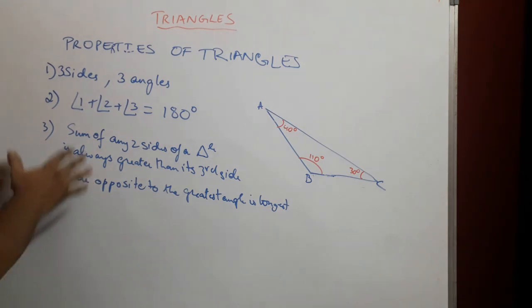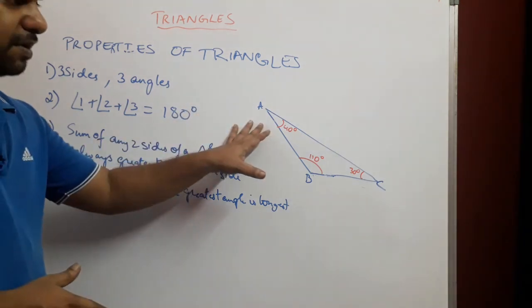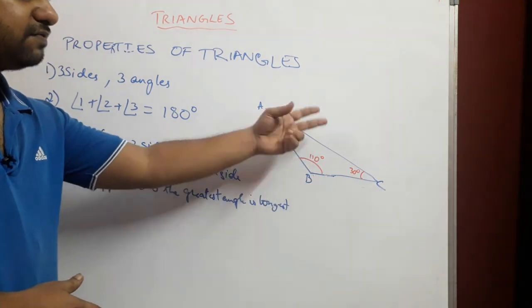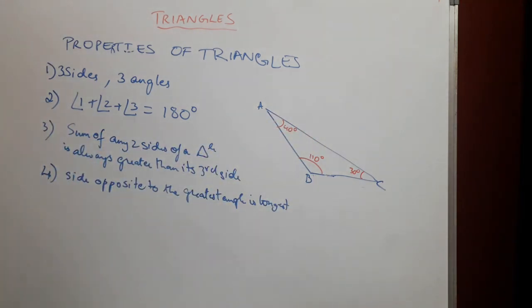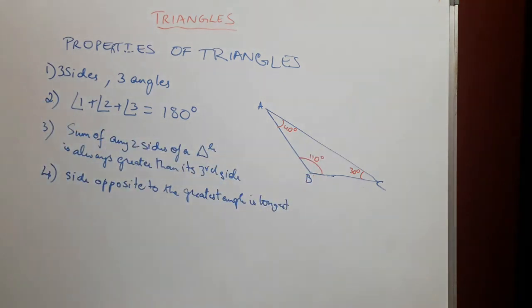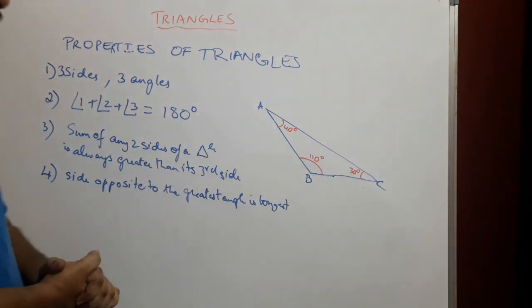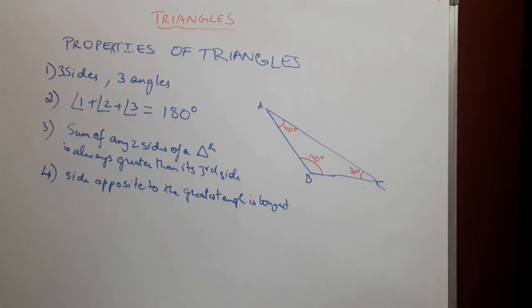The third property is the sum of any two sides of a triangle is always greater than its third side. Always remember the sum of two sides will always be greater than the third side, otherwise it will not form a triangle. And the fourth property is that the side opposite to the greatest angle will always be the longest. That also helps us to find the hypotenuse in case of the right angle triangle. But we'll come to that in our next video, where we learn about the types of triangles. For now, this is all.